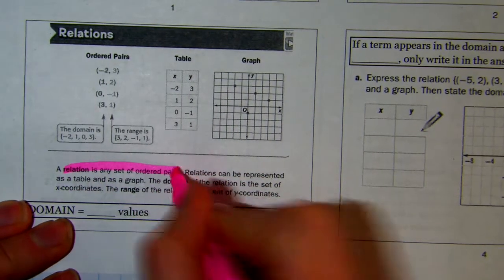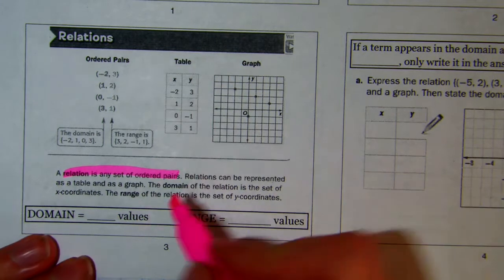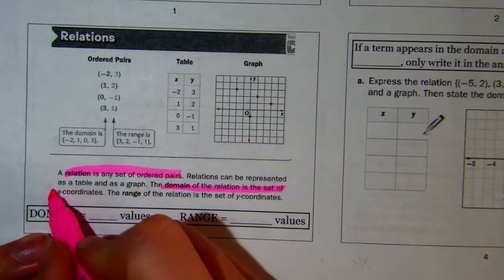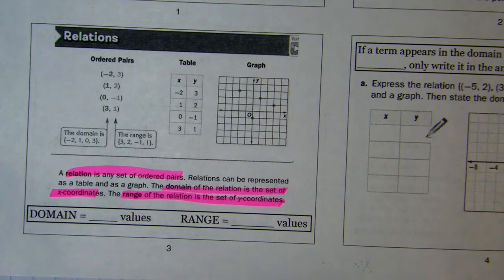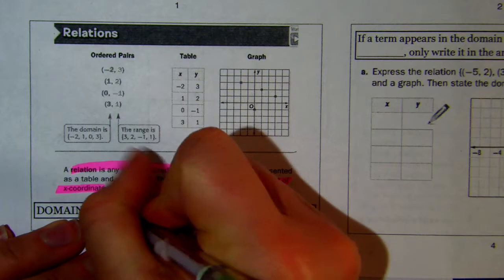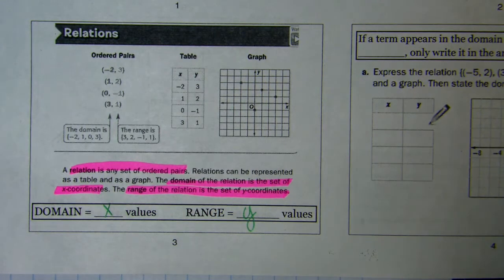Relation is any set of ordered pairs. Relations can be represented as a table and as a graph. The domain of a relation is a set of x coordinates. The range is a set of y coordinates. So if something is x, it's the domain. If something is y, it's the range. So this is a very vague definition of domain and range. Domain is x, range is y.